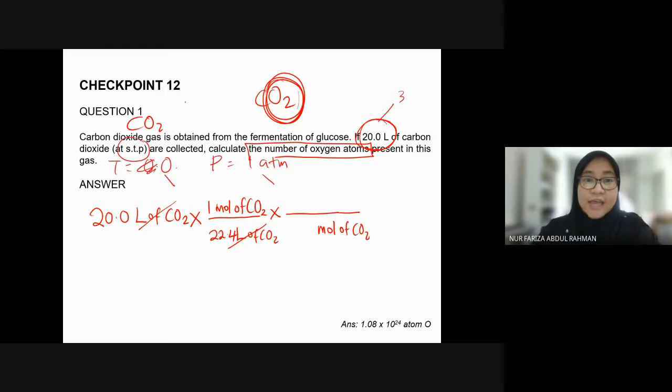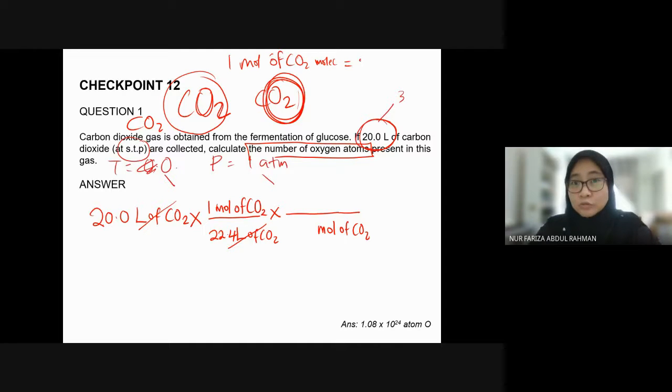We know that in CO2, for 1 mole of CO2, there are 2 moles of oxygen atoms. Am I right? So that can also be used as our conversion factor. For 1 mole of CO2 molecules, it has 2 moles. It must be mole, we cannot write just 2 with 1 mole before it. It has to tally: if you have mole here, then you should have mole there.